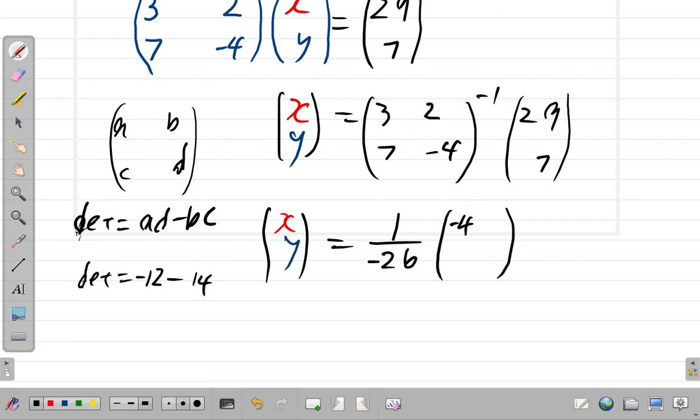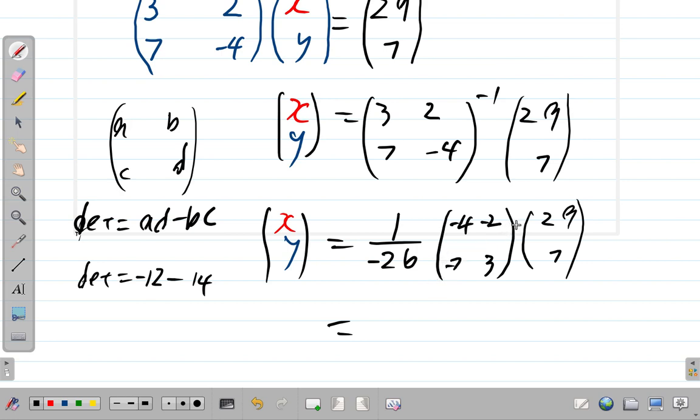Negative 4 comes up here, 3 goes down here, 2 remains, 7 remains. We just change the sign. So those in the leading diagonal, we interchange them, 3 and negative 4. Those in the non-leading diagonal, we don't interchange them, we change the signs. So 2 becomes negative 2, 7 becomes negative 7. Alright. And that will multiply 29, 7.